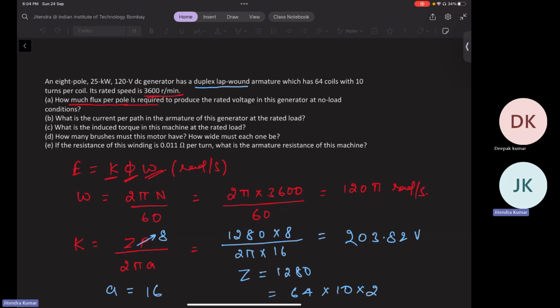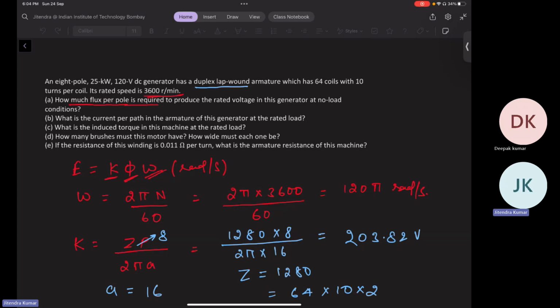Let me check the first part. So first part we solved with flux. How much flux per pole? So that came out to be 1.56 milliweber per pole. So was that answer correct? Did you verify it? No, sir. Okay, so you could have verified it as well.